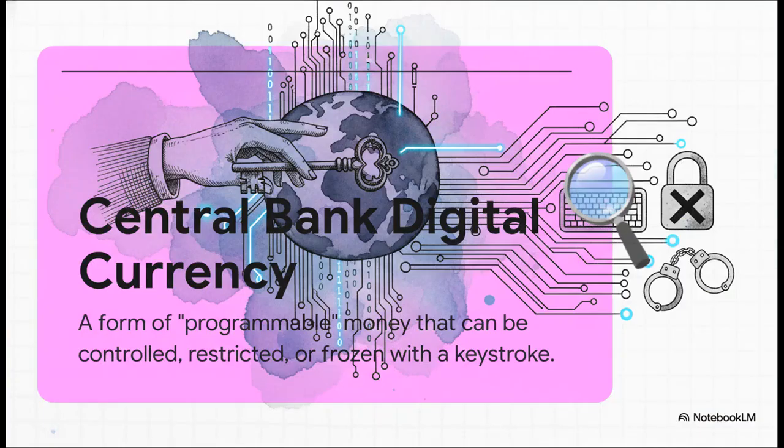And a huge piece of this new toolkit is something called a central bank digital currency, or CBDC. This is important. Think of it as programmable money. It's not like the cash in your wallet. With a CBDC, every single thing you buy or sell can be seen, tracked, and controlled. If the powers that be don't like what you're doing, they don't need to send soldiers. They can just flip a switch. Your money could be restricted or just turned off, all with a keystroke.